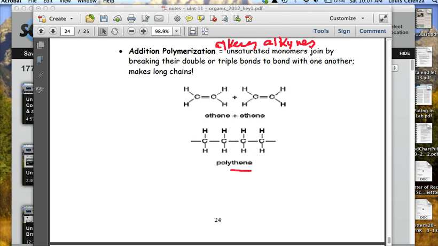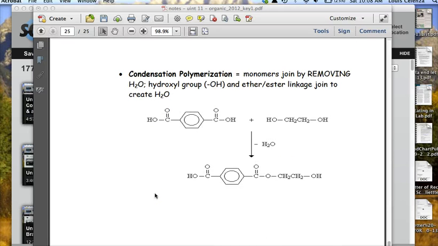Now, what's the difference between that and condensation polymerization? Well, in condensation polymerization, don't worry about these diagrams here at the bottom. What you're doing is you're taking monomers which have water in it, or H2O in it, and you're removing the water. And one of the products, of course, is going to be water. So that's condensation polymerization, monomers joined by removing H2O.